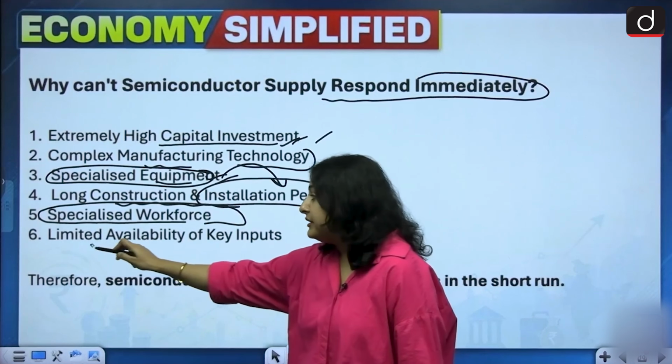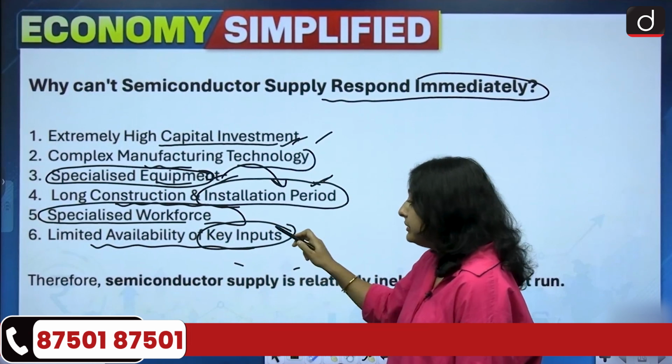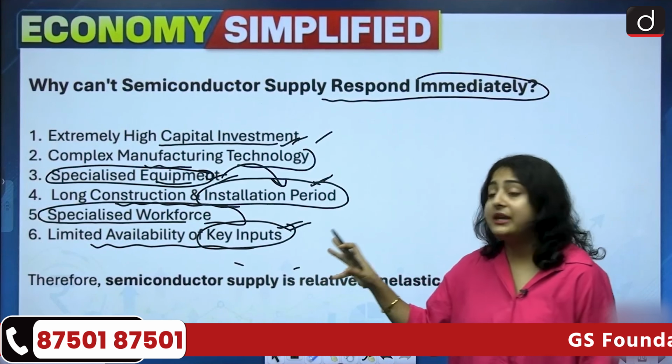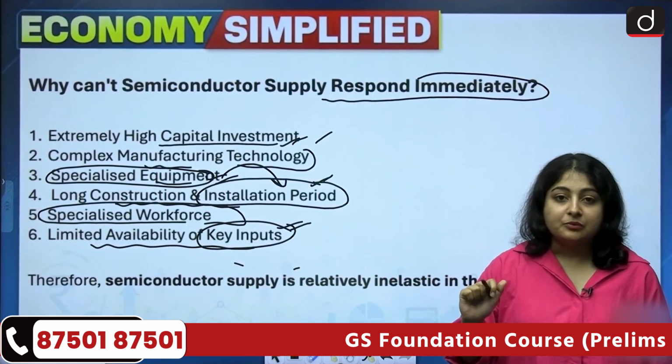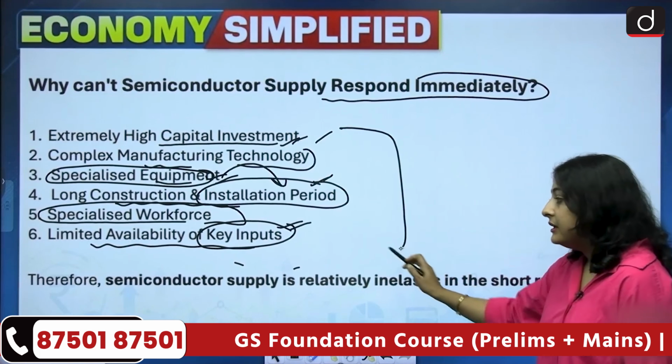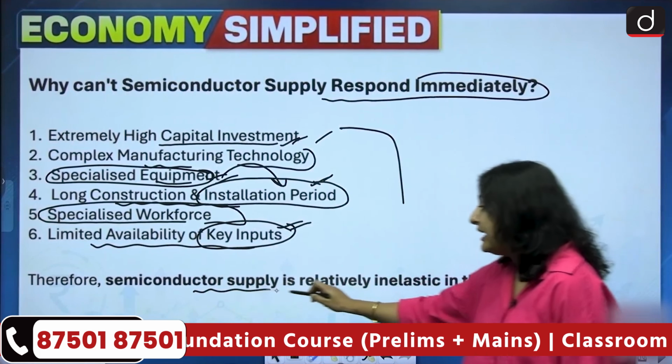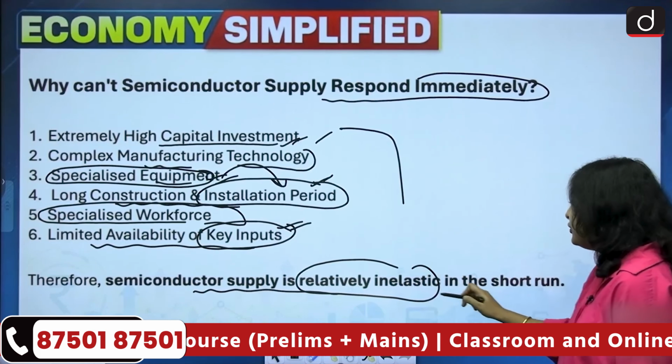Then there is a limited availability of key inputs. Now the inputs, the raw material which is used to make the semiconductor chips, there is a limited availability of those key inputs. So because of these reasons, semiconductor supply is relatively inelastic in the short run.